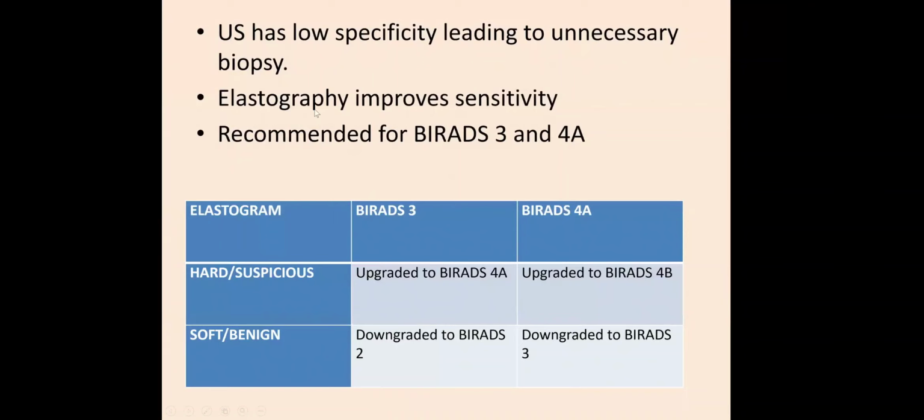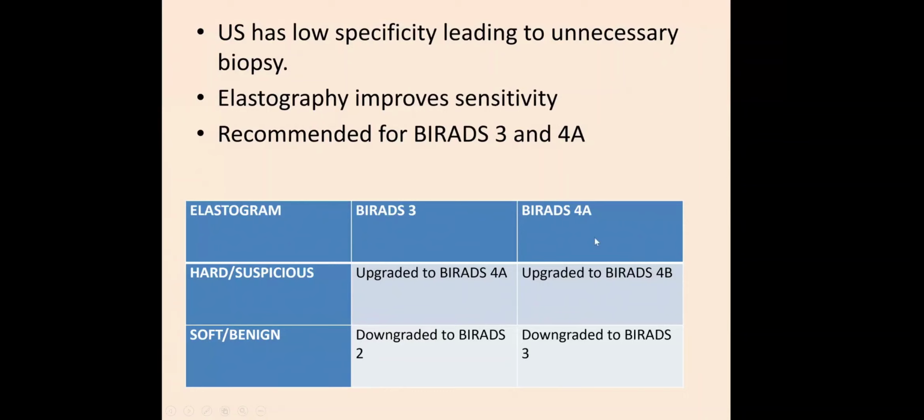So why do we need to do elastography? This is because ultrasound has low specificity, leading to unnecessary biopsies. If you add elastography to your morphological features, it will improve the specificity, and you may avoid biopsy in certain cases. The ACR has recommended using elastography for BI-RADS 3 and 4A lesions. Whenever you see a BI-RADS 3 lesion, you add an elastogram. If it's hard or suspicious on elastogram, you upgrade it to BI-RADS 4A. If it's soft and benign, you can keep it on follow-up, or you can downgrade it to BI-RADS 2.